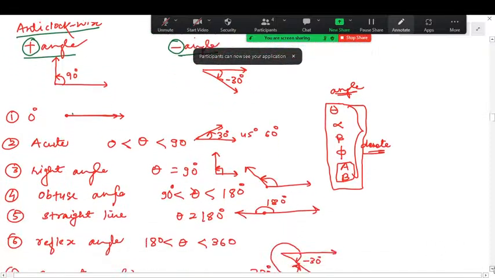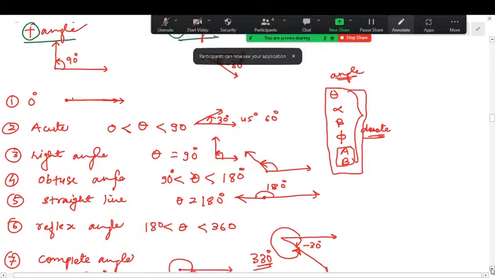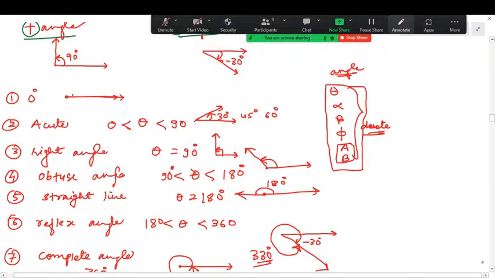Then we consider different types of angles like 0 degree, acute angle, right angle, obtuse angle, straight line angle, reflex angle, and complete angle. Here 0 degree means your ray doesn't rotate at all, they overlap, then we get 0 degree. If your second ray, originating from the same endpoint, moves in anti-clockwise direction, it may move by 30 degrees, 45 degrees, or 60 degrees. If our angle lies between 0 and 90, we call it an acute angle. They all are acute angles.